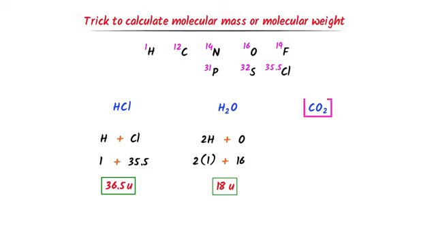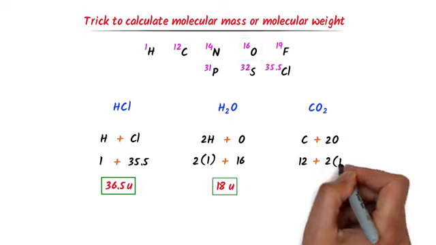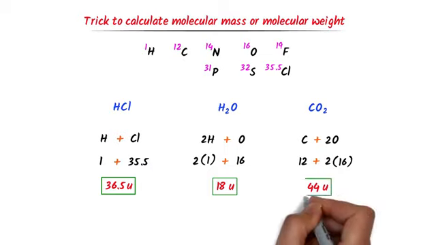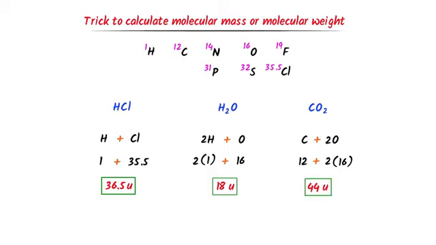In case of carbon dioxide gas, we can see that there is 1 atom of carbon and there are 2 atoms of oxygen. I add their respective atomic masses. We know that the atomic mass of carbon is 12 unit, the atomic mass of oxygen is 16 unit. So I write 12 plus 2 into 16 which is equal to 44 unit. So the molecular mass of carbon dioxide is 44 unit. Thus note down the molecular masses of these molecules.